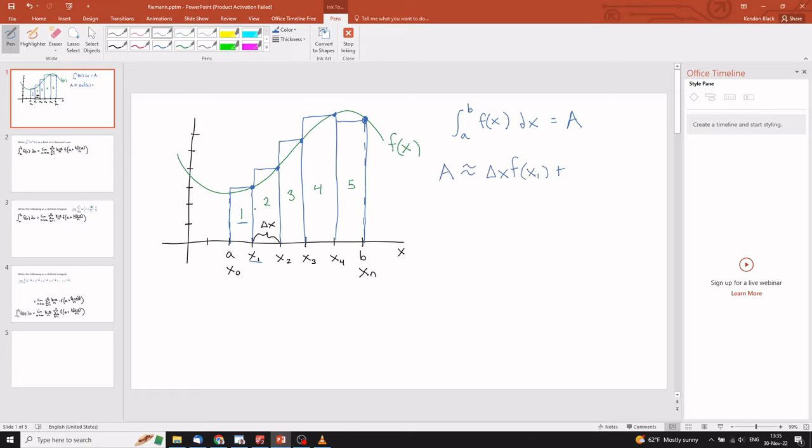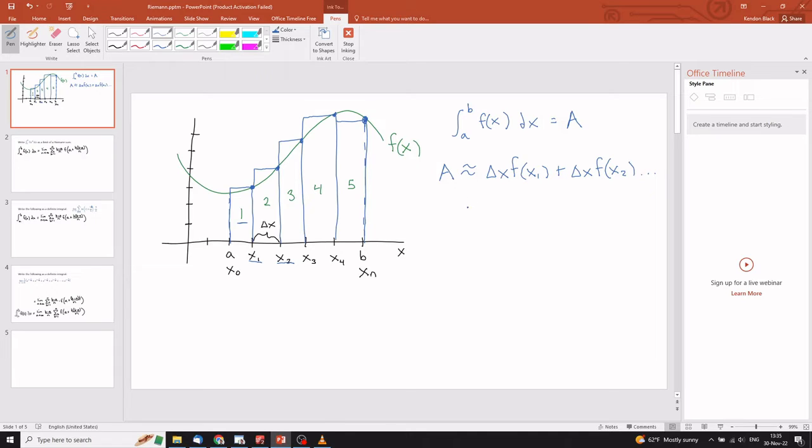Plus, and then we need the height, or the area of the second rectangle. So the width of the second rectangle is delta x. And the height of the second rectangle would be the function value at this x sub 2, f of x sub 2, dot dot dot, and we add up all 5 rectangles. Okay, and the height of the fifth rectangle would be x sub n.